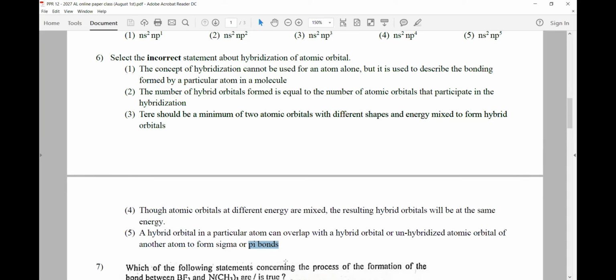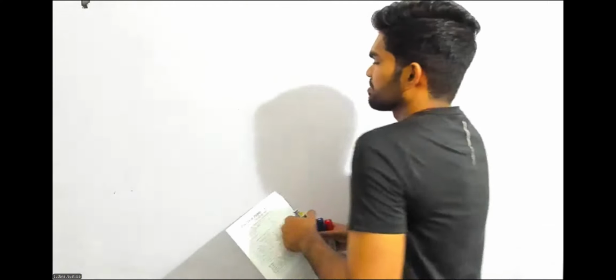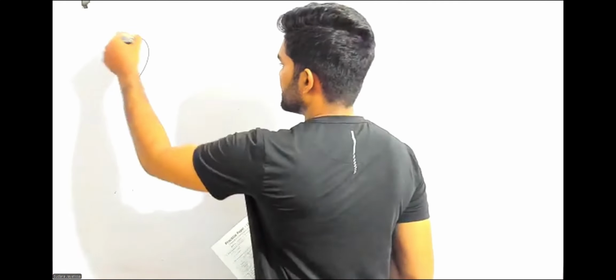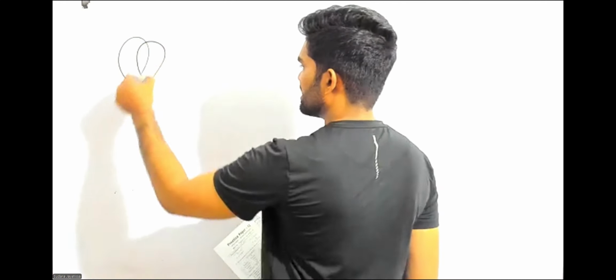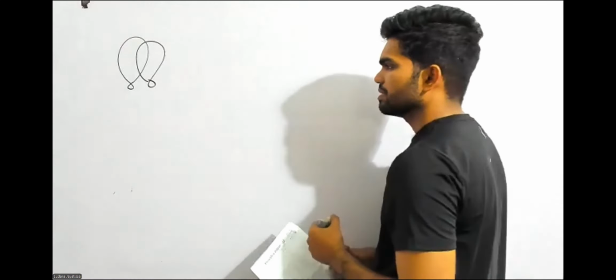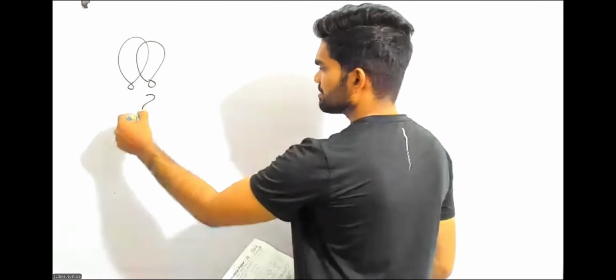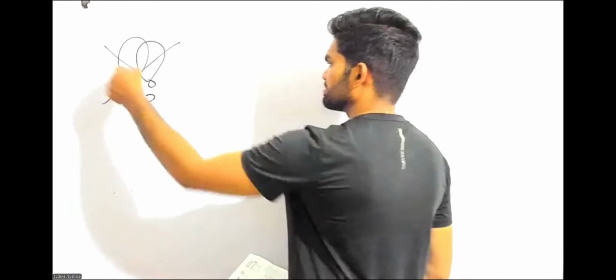They only make sigma bonds. They can make sigma bonds with another hybrid orbital, or they can make sigma bonds with atomic orbitals. No problem with that. But they don't make pi bonds. Why can't they make pi bonds? Because a hybrid orbital is shaped like this, so they can't laterally overlap. There is nothing here, so it's not going to happen.